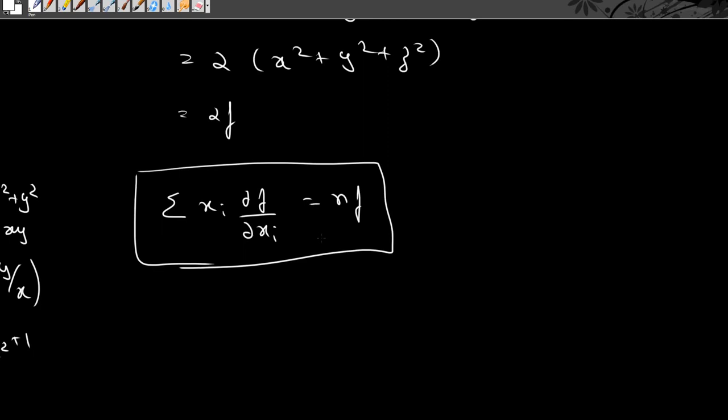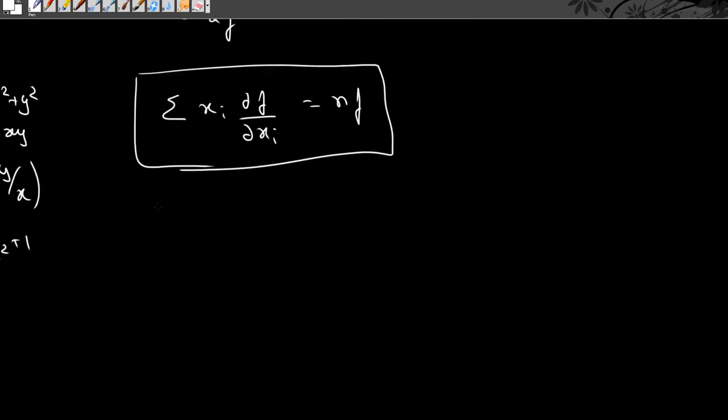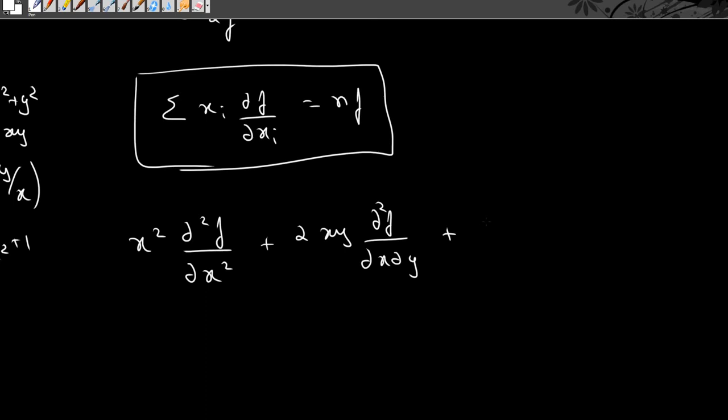There are other forms of it also. For example, again, if you consider two variables, then x square dou square f by dou x square plus 2 times xy dou square f by dou x dou y plus y square dou square f by dou y square will be equal to n times n minus 1 times f.